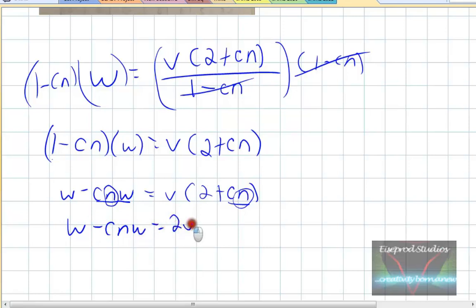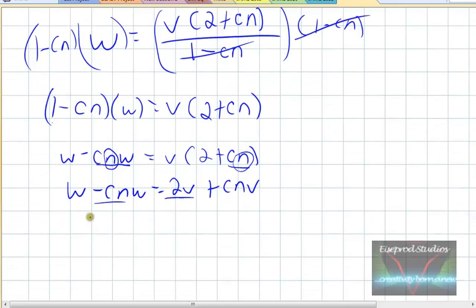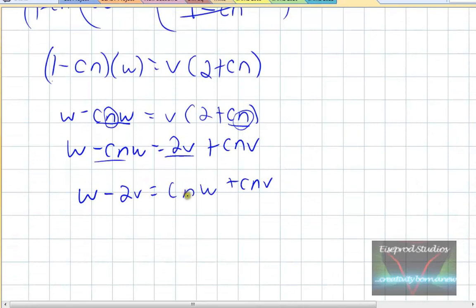So now we have 2V plus CNV. Now I can mess with these two very easily. So now I'll have W minus 2V is equal to positive CNW plus CNV. Now both of these have an N in common, so I can pull that out. W minus 2V is equal to N times (CW plus CV).